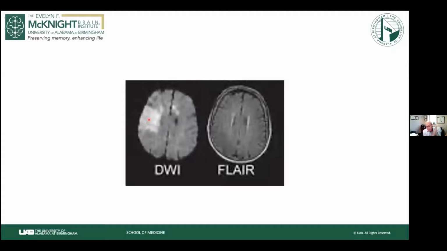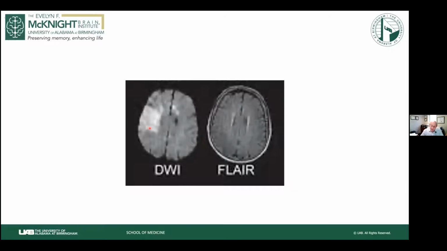Now, the thing about a DWI image is that it is today the most sensitive way of picking up an acute stroke. And often within minutes of stroke onset, the DWI image will turn positive. It may not be quite as large as this at that point, but you'll get a change looking white. And so when a patient is brought into the emergency department and they get an MRI scan, they'll look at the DWI to see whether or not you have this acute area of infarction.